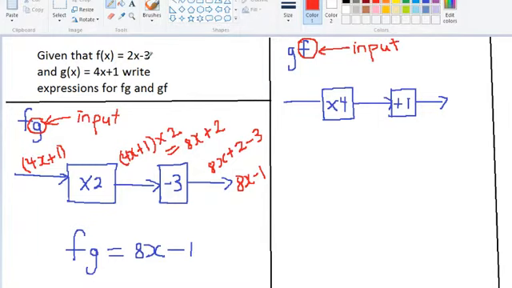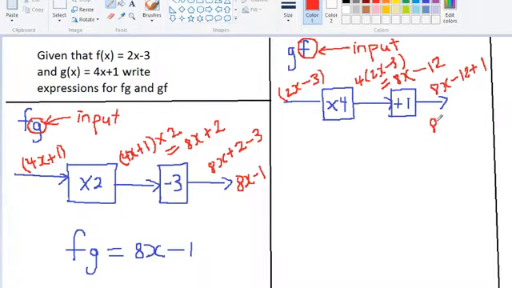So we have to write f of x. We have to write 2x minus 3 being inputted. Then we multiply by 4. So we have 2x minus 3 times 4. We expand the brackets. 4 2s are 8x minus 4 3s are 12. So we have 8x minus 12 going into the last box, and we're going to add 1. So we have 8x minus 12, add 1.